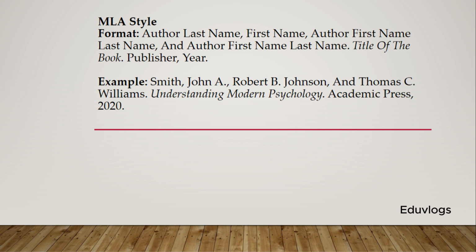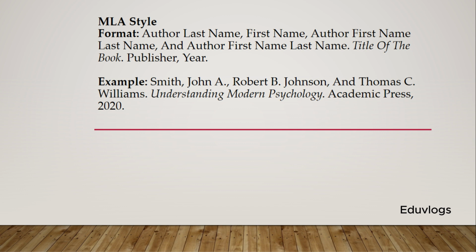Invariably, if you have an example, the example is going to look like this: Smith, John A., Robert B. Johnson, and Thomas C. Williams. Understanding Modern Psychology, Academic Press 2020. Now, Smith is the surname of the first author. John is a first name, then initializing the other name. Now, for the second author, you are not starting with Johnson. Unlike the APA style, you will start with Robert, which is a first name. Likewise, also the third author, starting with Thomas instead of Williams.